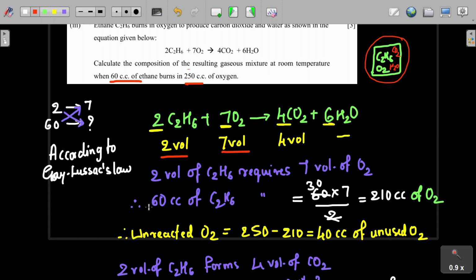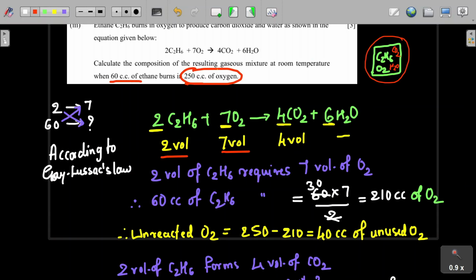But how much have they asked here? For 60 cc, how much? So how do you do it? 60 into 7 by 2. What are you getting? 210 cc of oxygen. So 60 cc requires only 210 cc. But how much oxygen is there in that reactor? 250 cc. Then what about the remaining 40 cc? It has no ethane to react with, so it will remain unreacted as it is. Only 210 cc will react and the remaining will be unreacted oxygen.